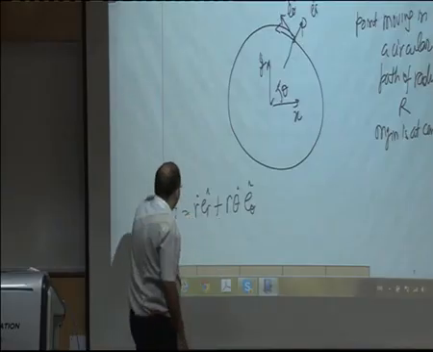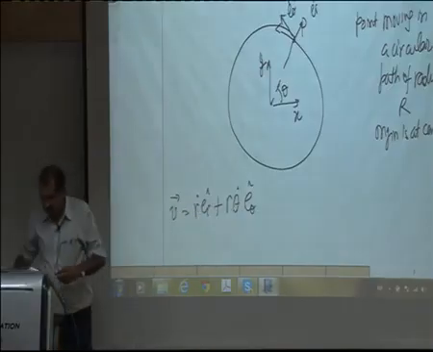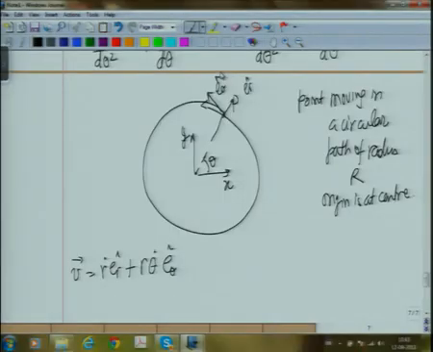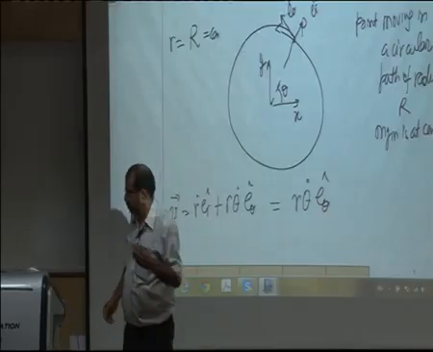Now what do I get for velocity? r dot er plus r theta dot e theta. Now if it is moving in a circular path like this, what is r dot? So r is always constant, equal to radius r. So therefore the velocity is equal to r theta dot e theta. The same common sense knowledge which we know, we call theta dot as omega, so velocity is equal to r omega. No change here.